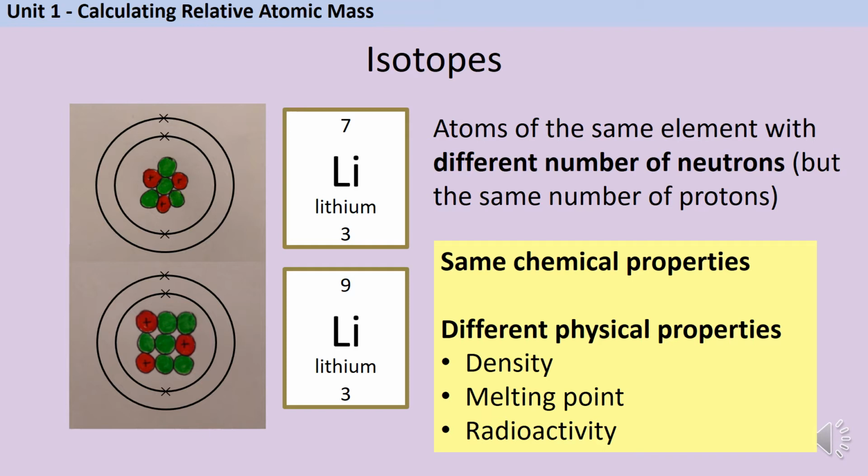Now, in terms of their properties, the chemical properties of an atom, how it responds to other elements, those are controlled by the number of electrons and how they're arranged. So where we have different isotopes of the same element, they will always have the same chemical properties. But their physical properties, such as their density and their melting point and their radioactivity, those will be different.